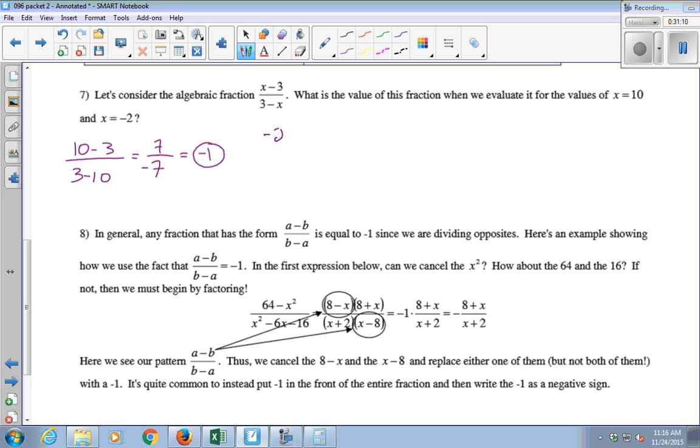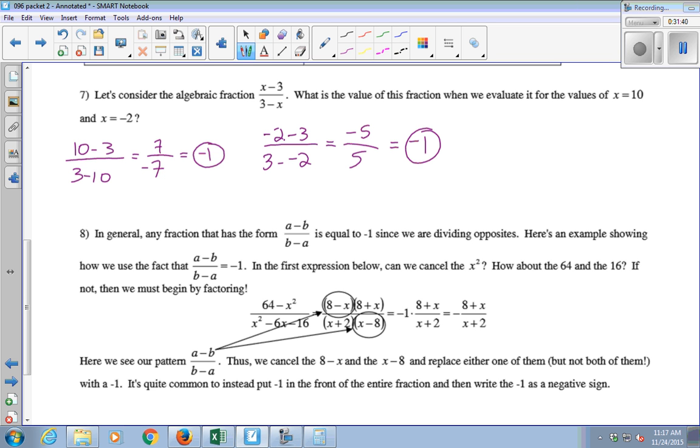Okay. So what if I put a different value in for x, like negative 2? So I could put in negative 2 minus 3 over 3 minus negative 2. What is negative 2 minus 3? Negative 5. What is 3 minus negative 2? 5. What's negative 5 over 5? Negative 1. Yeah. So I plugged in two different x values, and I got negative 1 both times. Do you think that's always going to happen?